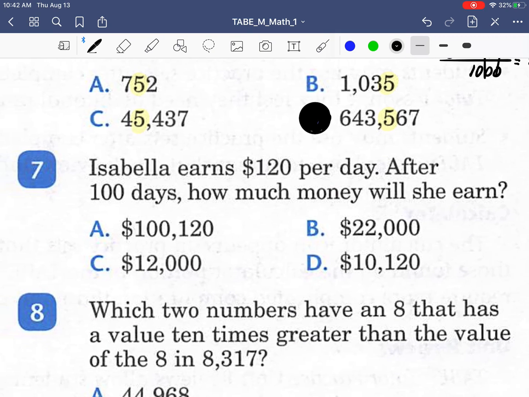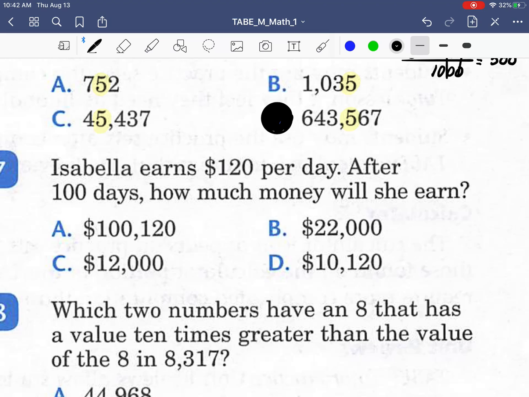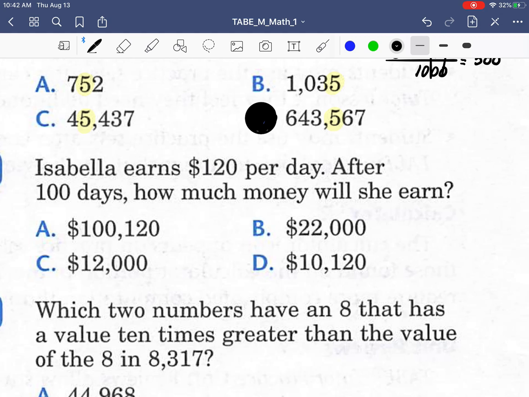Number 7, Isabella earns $120 per day. After 100 days, how much money will she earn? Well, I'm going to take the 120 and I'm going to build up for 100 days. Building up is multiplying. If you don't have a calculator, it's okay. Count your zeros, and there are 3 of them. And again, let me draw what I'm doing here. 1, 2, 3, 1, 2, 3. And then 1 times 12 is 12. So she has earned $12,000 at the end of 100 days.